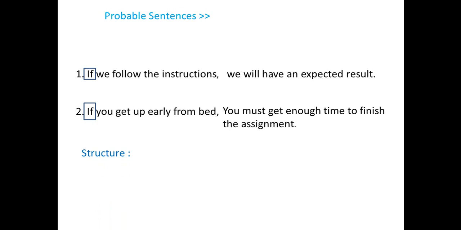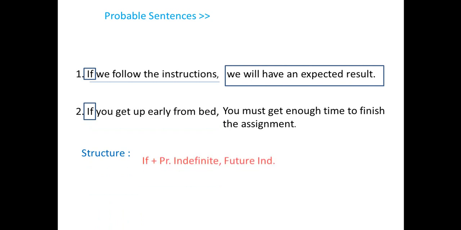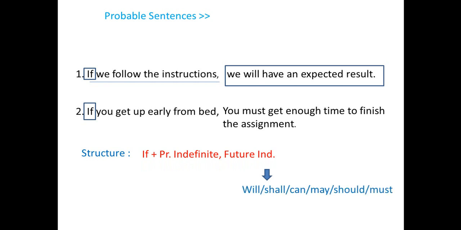And let's look at the exact structures. We follow the instructions, present indefinite tense, we will have an expected result. This is future indefinite tense, and the same pattern is followed by the second sentence, and the structure is if plus present indefinite tense, future indefinite tense. And in case of future indefinite tense, the helping verb is replaced by can, may, should, must. The replacement happens because of our message.